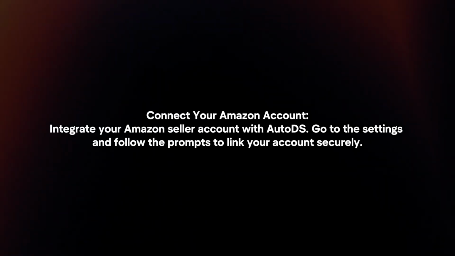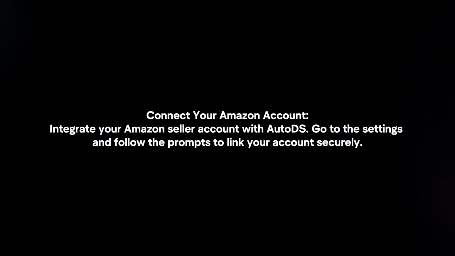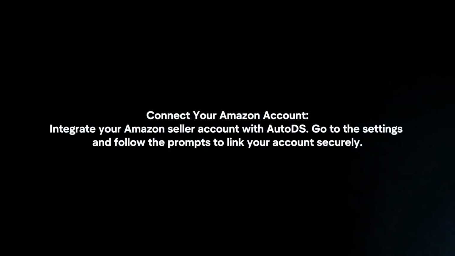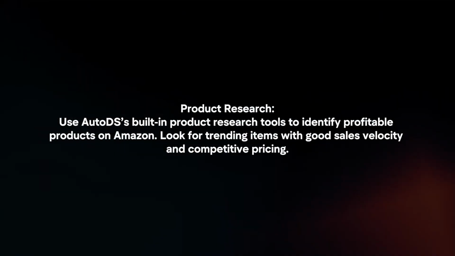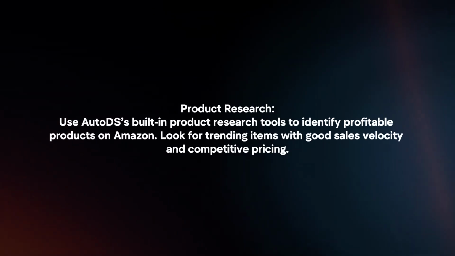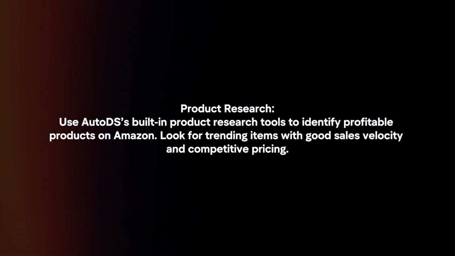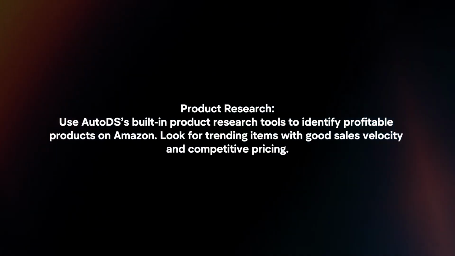Connect your Amazon account. Integrate your Amazon seller account with AutoDS. Go to the settings and follow the prompts to link your account securely. Product research. Use AutoDS's built-in product research tools to identify profitable products on Amazon. Look for trending items with good sales velocity and competitive pricing.